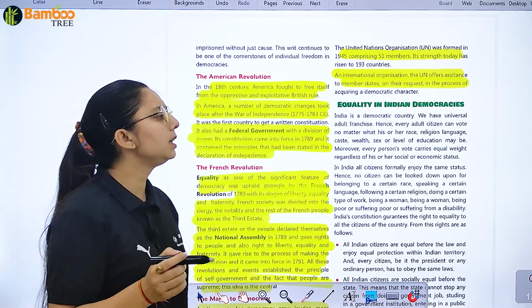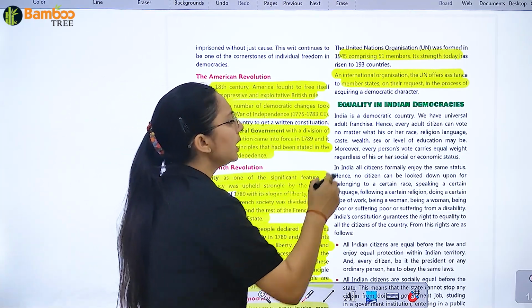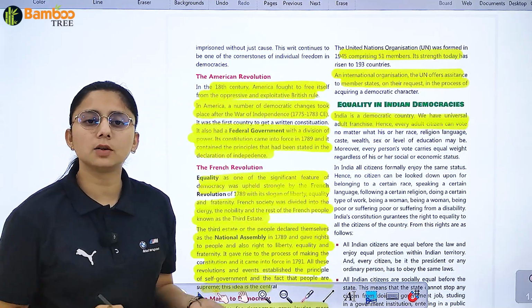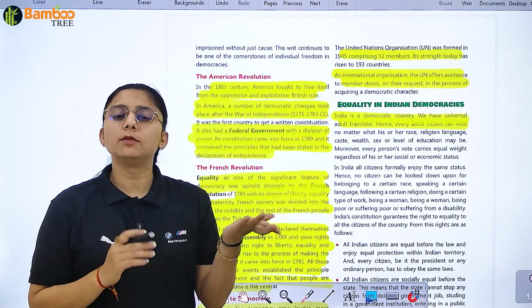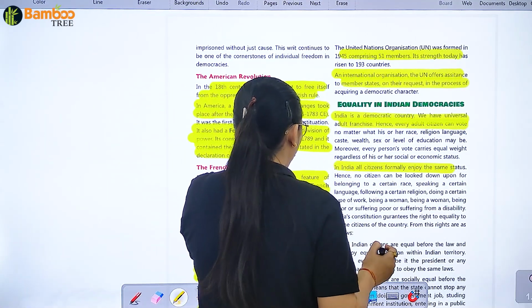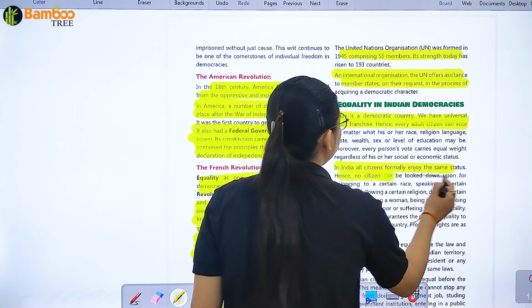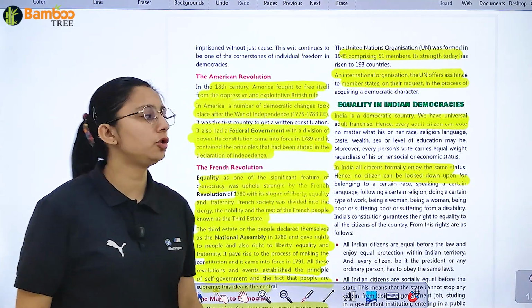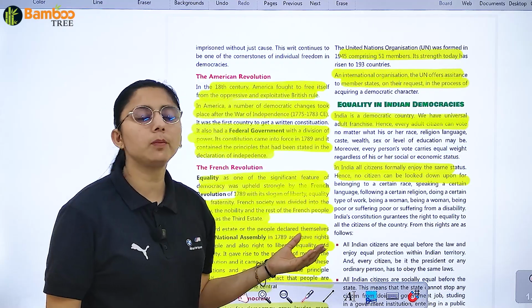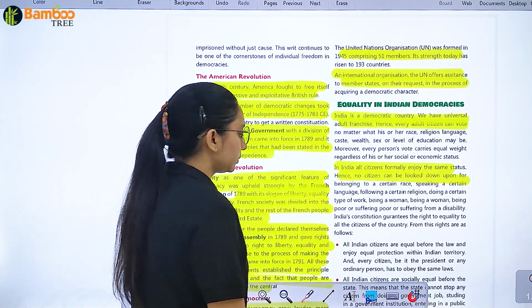Right? Now equality in Indian democracy. India is a democratic country. We have universal adult franchise. Every adult citizen above the age of 18 can vote. Okay, they can vote. In India, all citizens formally enjoy the same status. No citizen can be looked down upon for belonging to a certain caste.